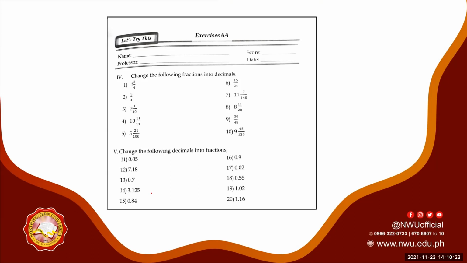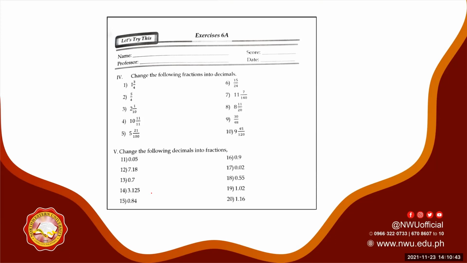So let's try to recall our discussion. First is the conversion of fraction to decimal and vice versa. Next is the operations regarding fractions and decimals. And the last one is comparison of decimals. Let's talk about your activities.